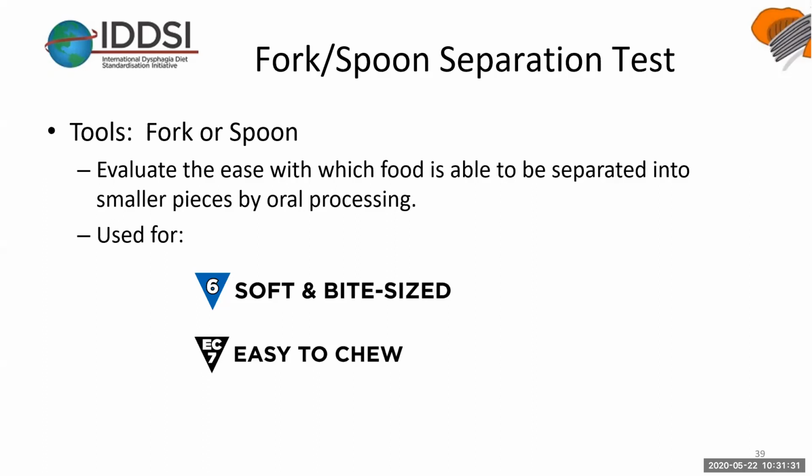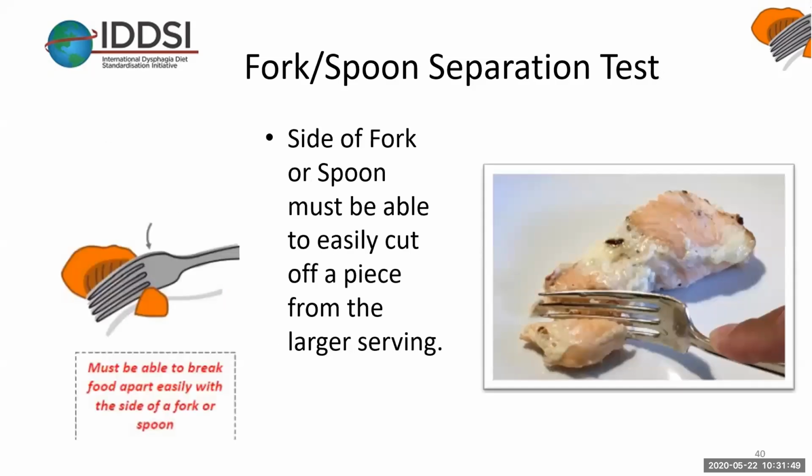So now we're going to talk about the fork or spoon separation test, where you use a fork or spoon to ensure that the food is easy to break down into smaller pieces by oral processing. And this is used for IDDSI level 6 and level 7 EC, easy to chew. To do this test, you use the side of a fork or a spoon to attempt to cut through the food with no more force than it takes to blanch the fingernail. Food that can be separated with this gentle force meets the standard. So the picture here is of a piece of fish, just showing how easily it breaks apart.